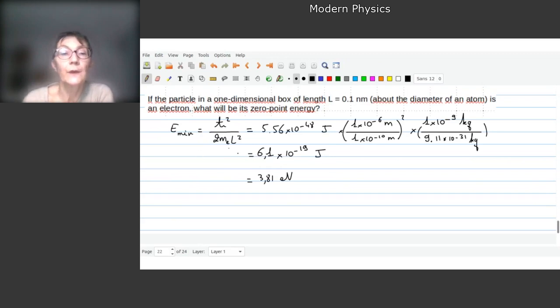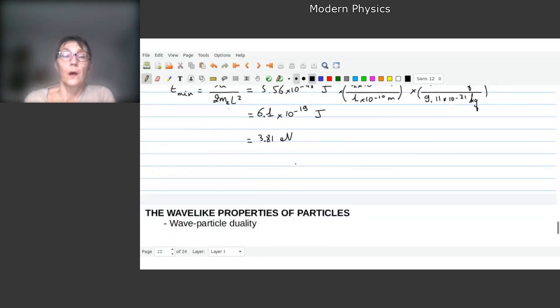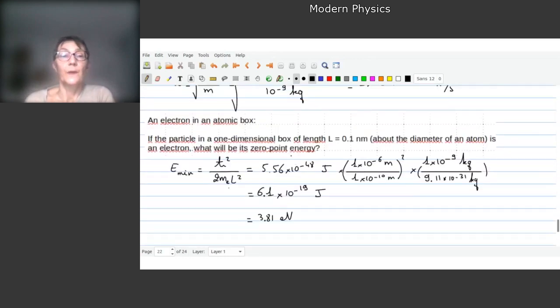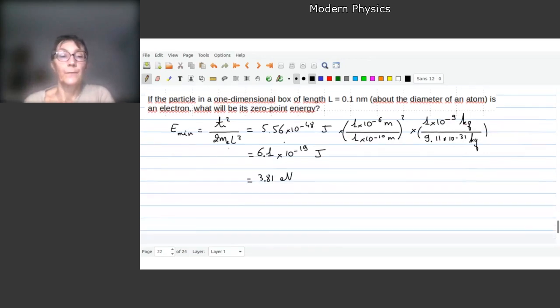6.1 times 10 to the minus 19 joule, so this is a few electron volts, and this is actually the right order of magnitude of the kinetic energy of an electron in an atomic box, so an electron confined around the nucleus of an atom.